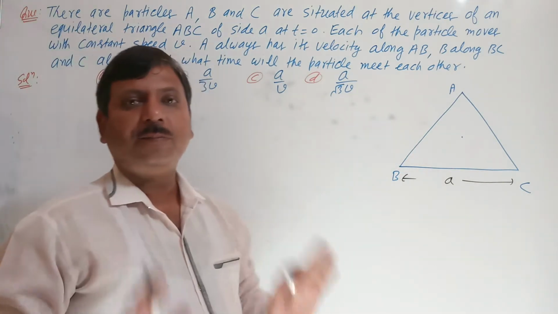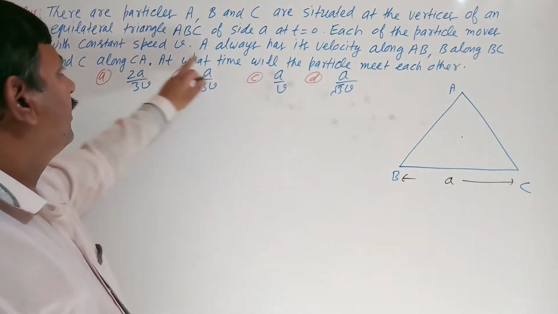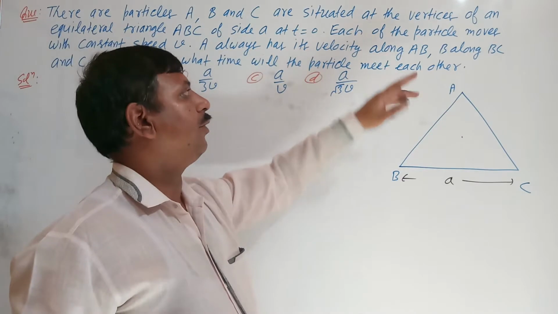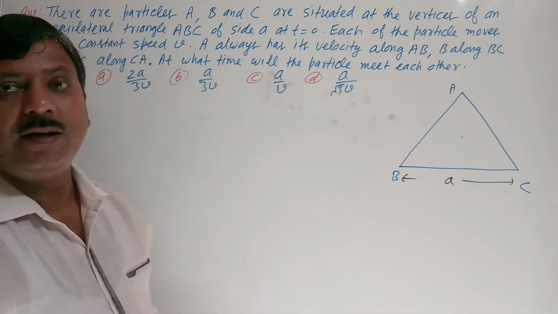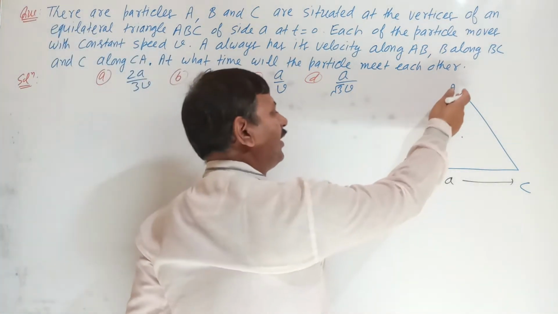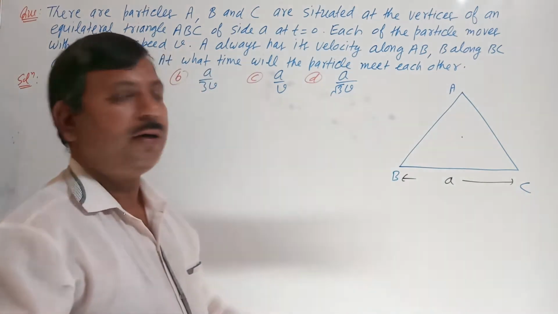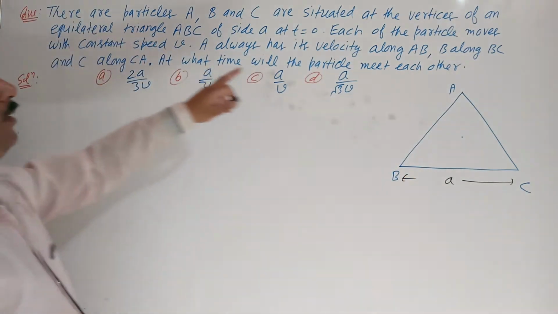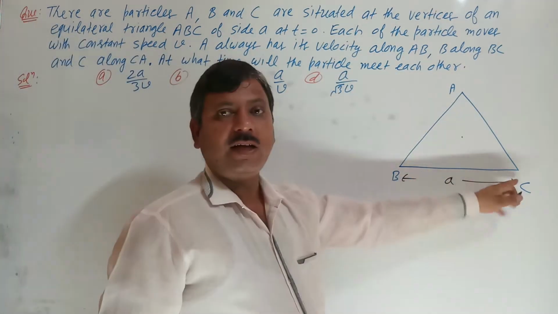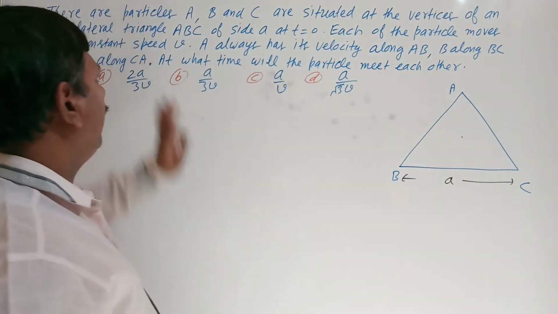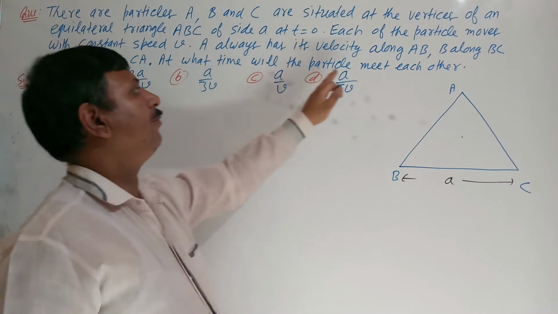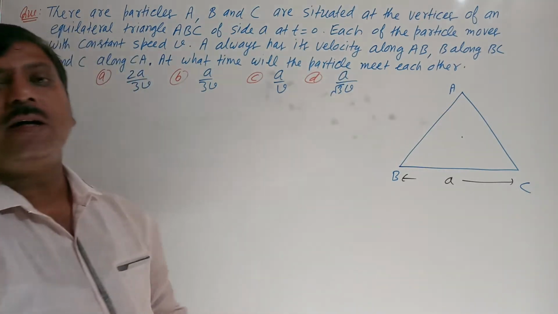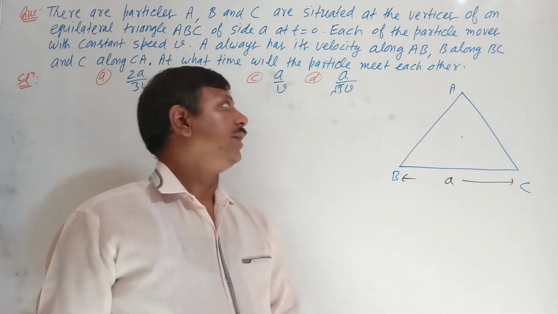The speed of all three particles is constant, v. A always has its velocity along AB. A's velocity is always towards whom? Along AB, B along BC and C along CA. At what time will the particles meet each other?